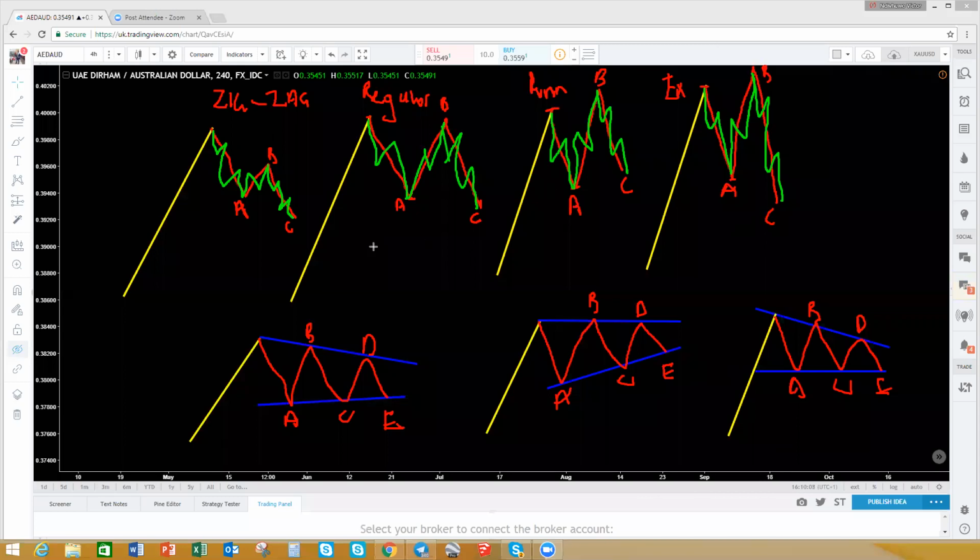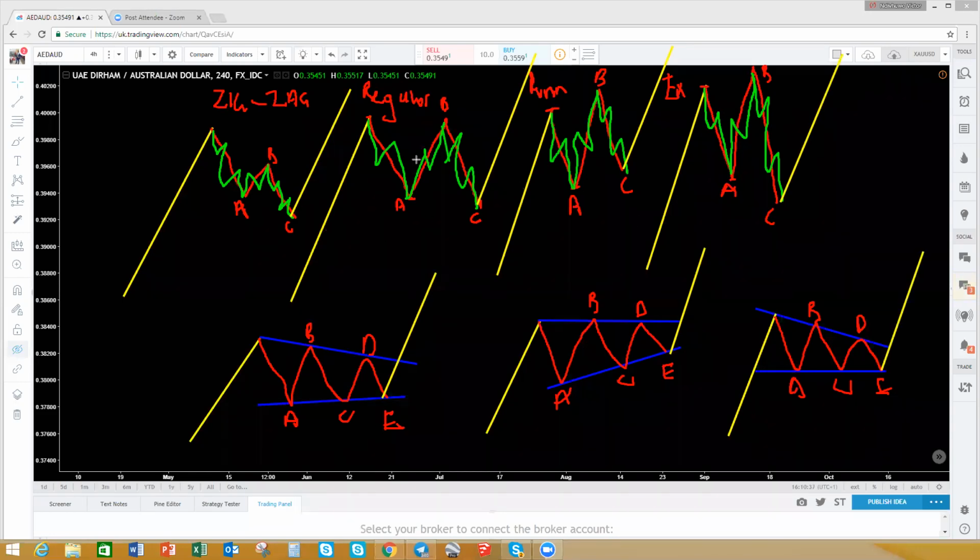Okay, so for all these corrective structures, you've got an impulse, and after the correction, you get another impulse. That's how it always works. Impulse, correction, impulse. Here, impulse, correction, impulse. Same. Triangle, correction, impulse. 1, 2, 3, 4, 5, 6, 7. 7 types of corrections. And all these corrections have got specific rules that you need to follow in order for them to be valid.